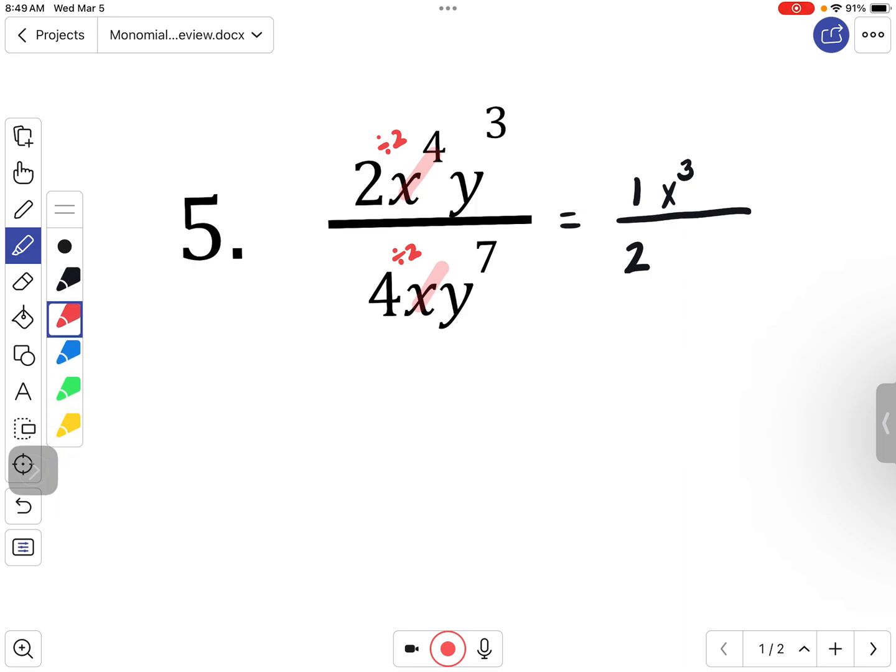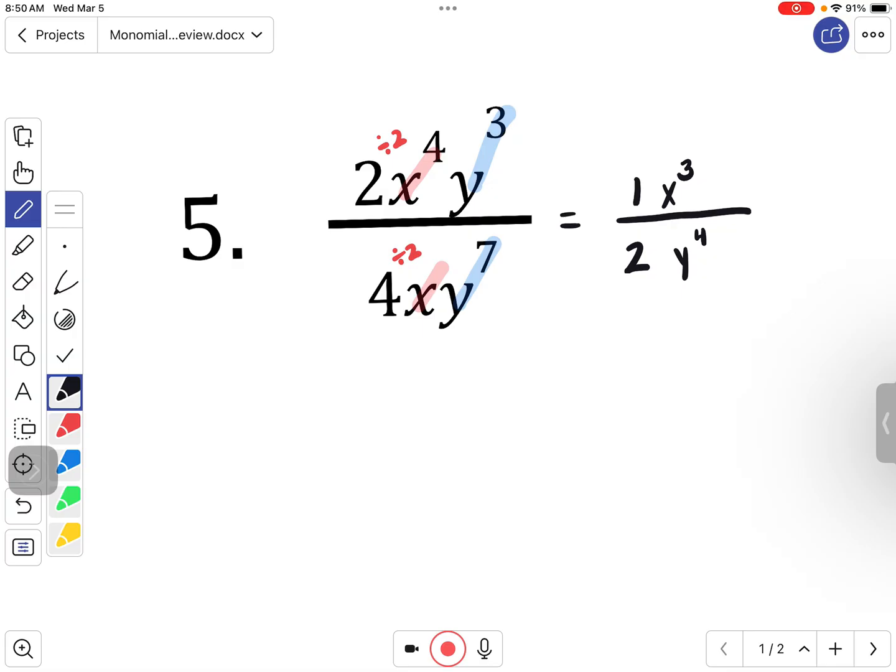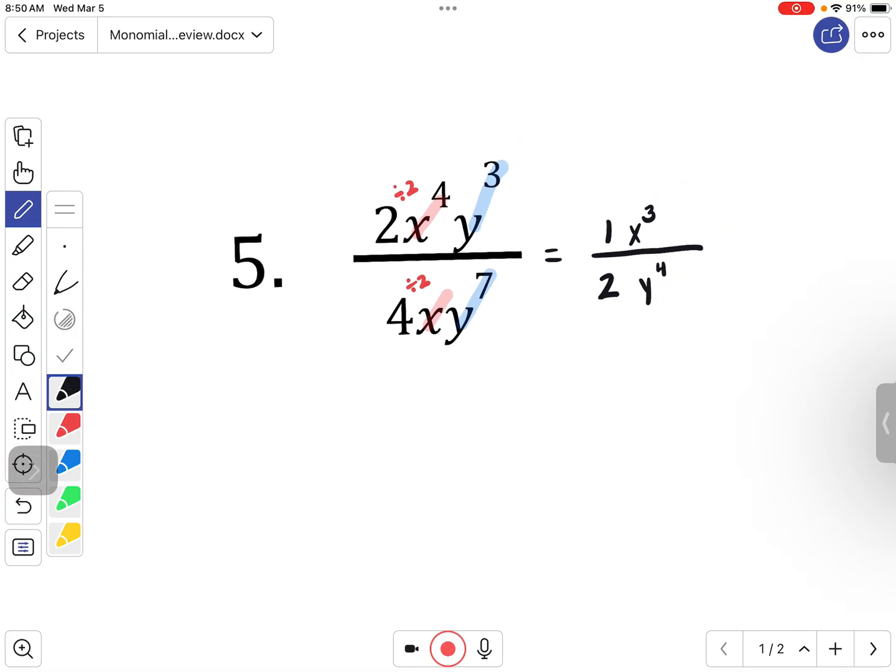Okay, and then I'm going to do the same for my y's. I have y to the seventh, that's the bigger one, minus y to the third. That's the smaller one. 7 minus 3 is 4. So because my 7's on the bottom, I'm going to put my y to the fourth on the bottom. That's all I have to do with that one. That would be my final answer.